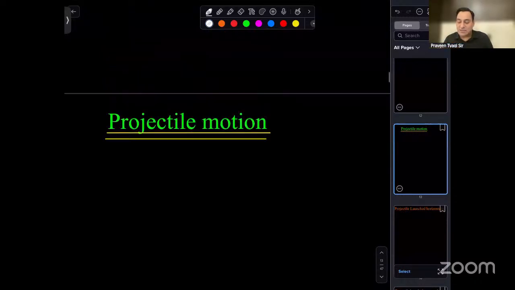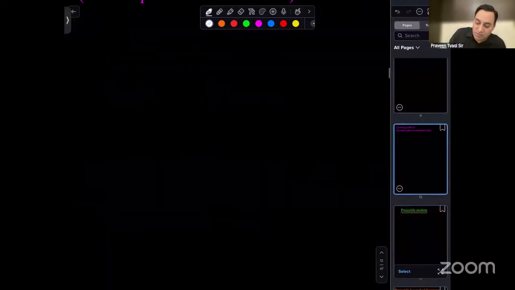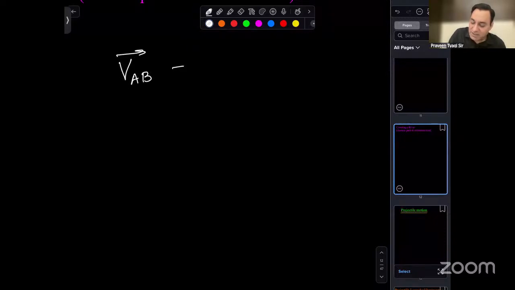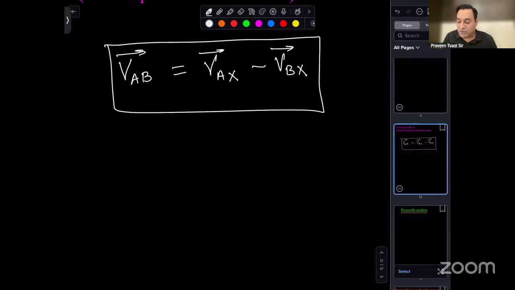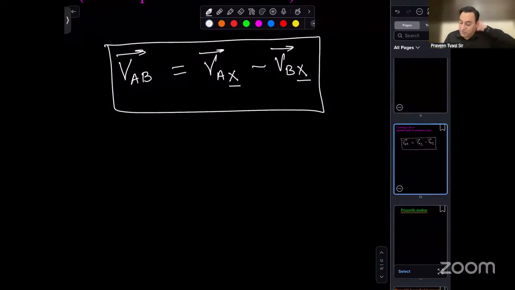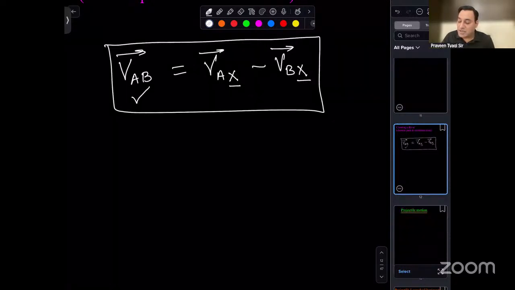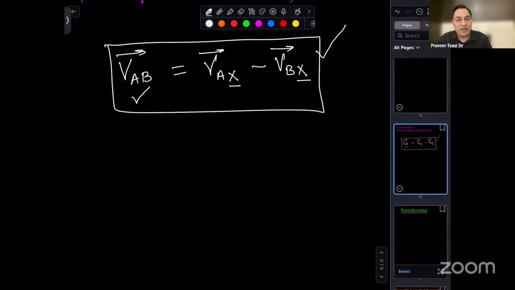And as I insisted, relative velocity was all about understanding this equation: the velocity of A as observed by B is equal to the velocity of A minus the velocity of B. And this can be any frame. If nothing is written, it is ground. Otherwise, if I say velocity of A with respect to train and velocity of B with respect to train, you just keep those relative velocities with respect to train and you will still get the same value.